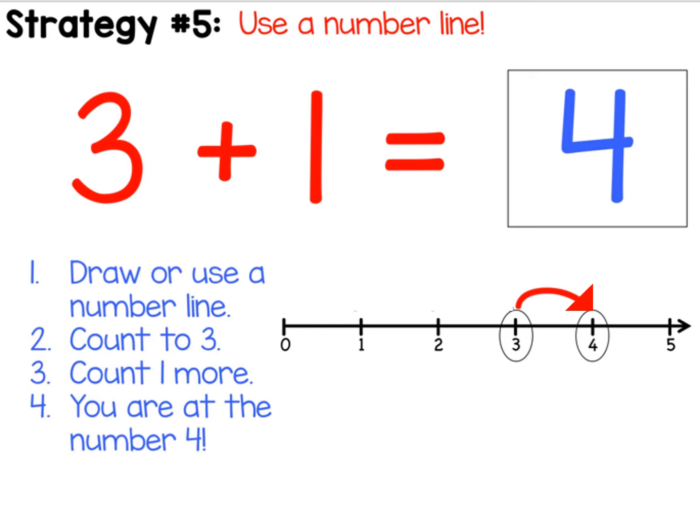Now, let's look at this number sentence, 3 plus 1 equals. We would draw a number line or use it. We'd start at our 3, and then we would hop one more, landing at 4. So 3 plus 1 equals 4. Now we're going to practice this with some other number sentences.